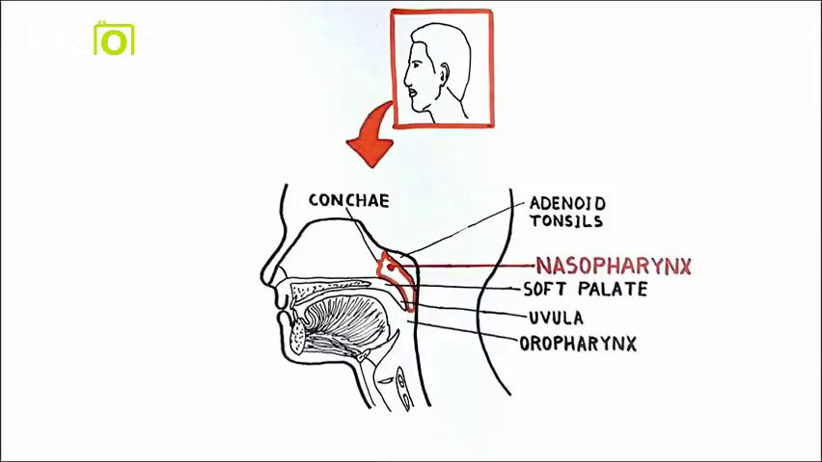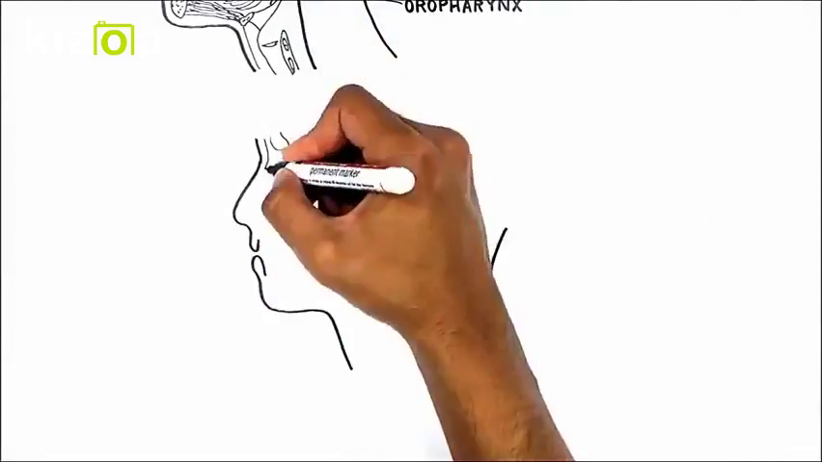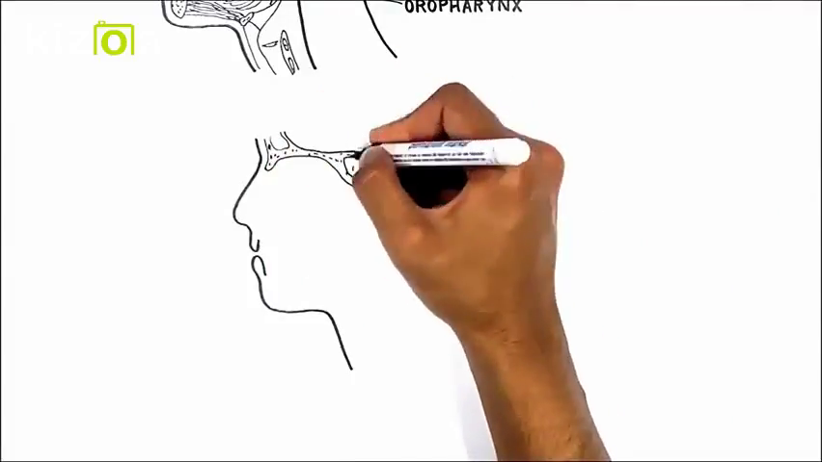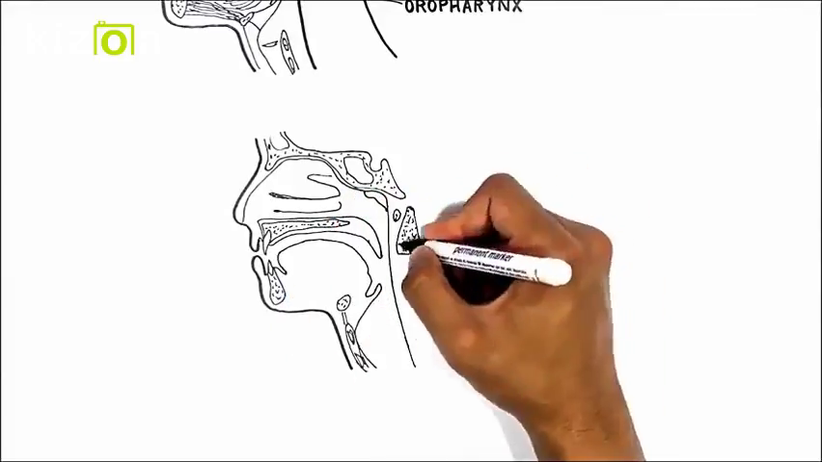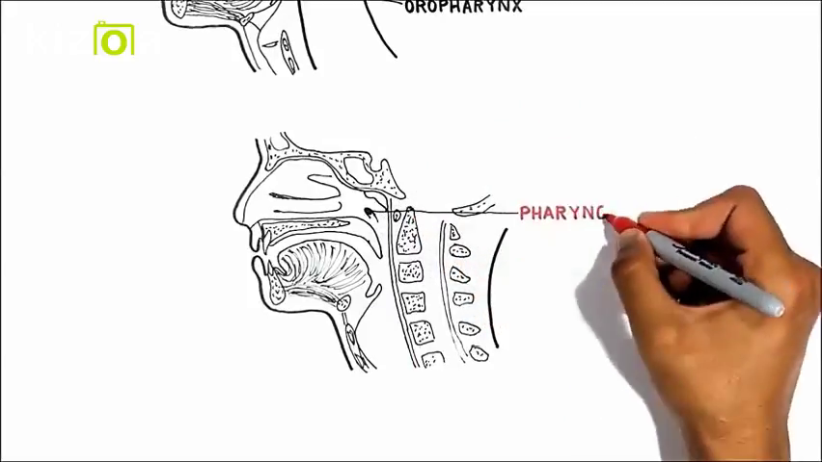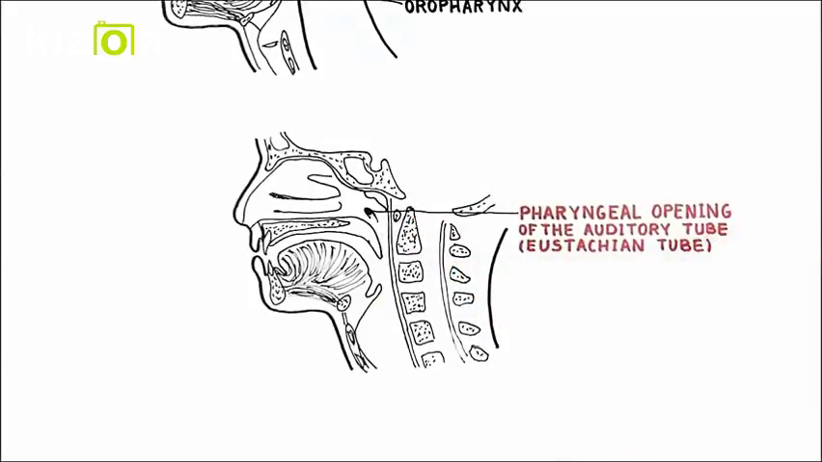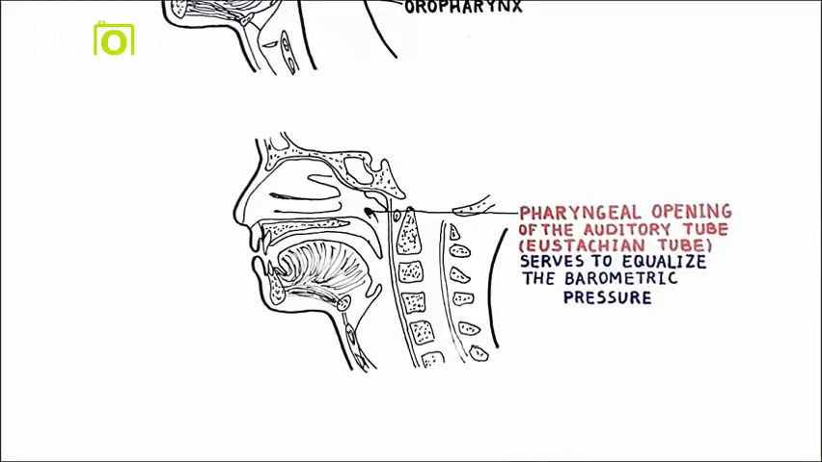Another important structure in the nasopharynx is the pharyngeal opening of the auditory tube, also known as the eustachian tube. Let me draw another diagram here to clearly show it. The pharyngeal opening of the auditory tube is located on the lateral walls of the nasopharynx here. The auditory tubes connect the middle ear to the pharynx and serve to equalize the barometric pressure in the middle ear with that of the ambient atmosphere.